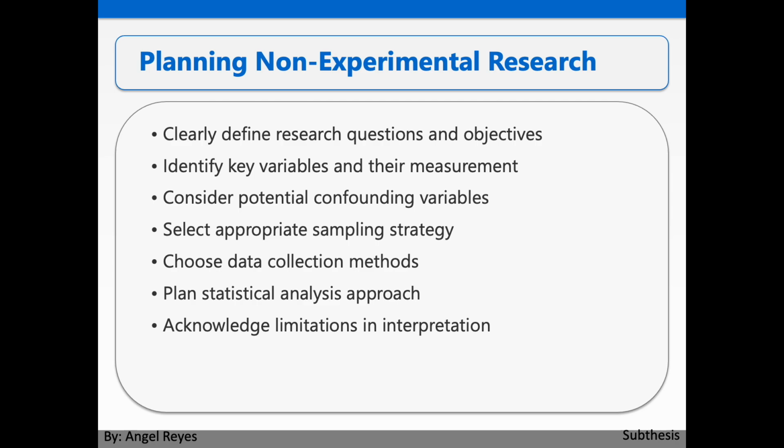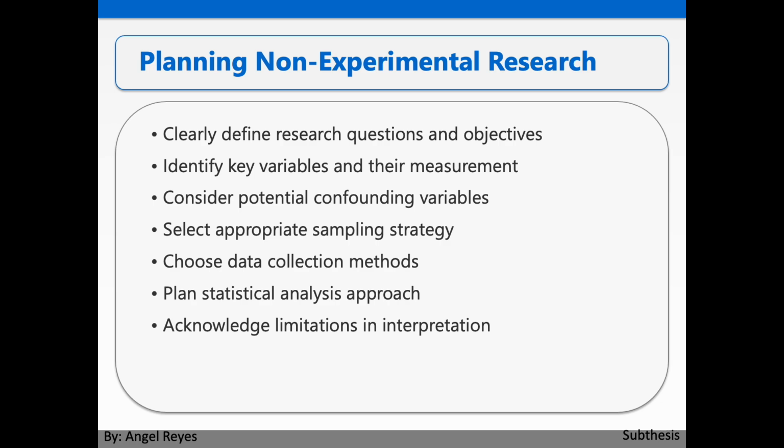Will you use surveys, interviews, observations, archival data, or some combination? Each method has strengths and limitations that need to align with your research questions. Sixth, plan your statistical analysis approach. Non-experimental data often requires more sophisticated statistical techniques to account for confounding variables and to avoid overinterpreting correlational findings.